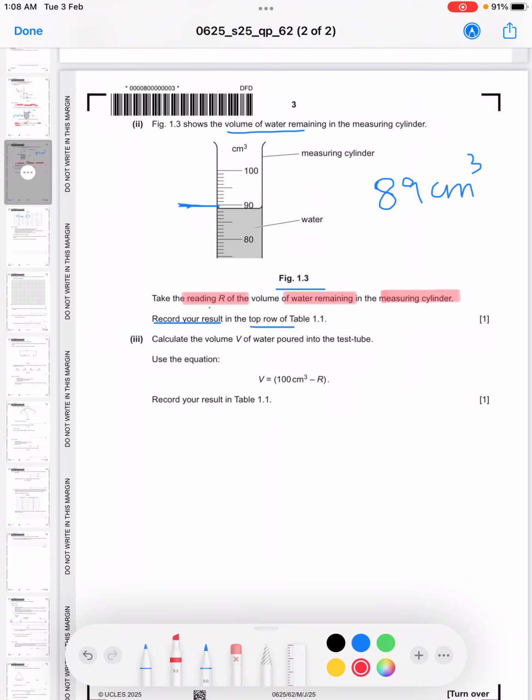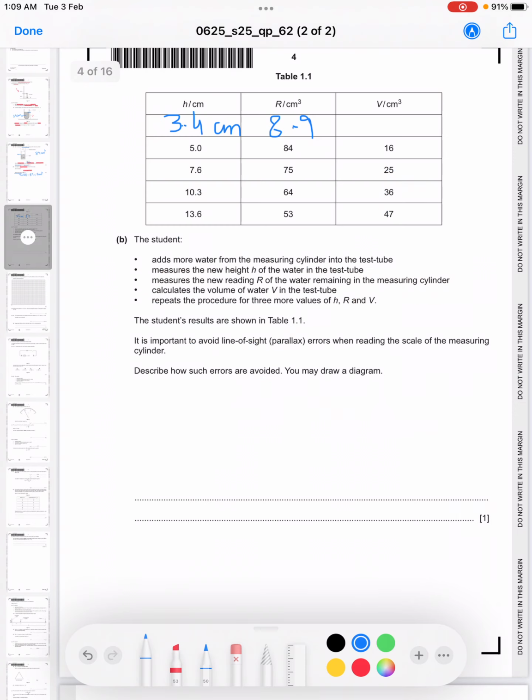Calculate the volume V of the water poured into the test tube. The equation is given, and we need to put in the values and get the answer. So let's start. V equals 100 minus 89, and it comes out to be 11 cm³. Again we need to write it in the table, so 11 cm³.